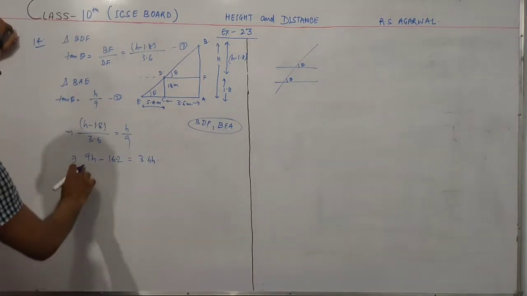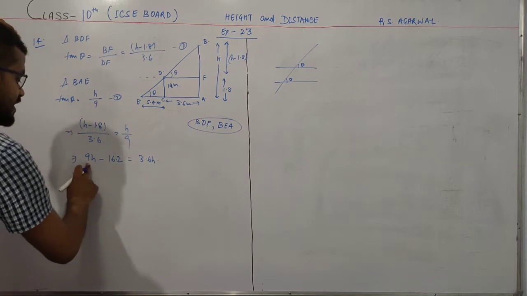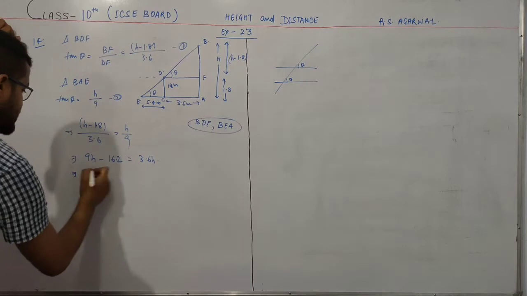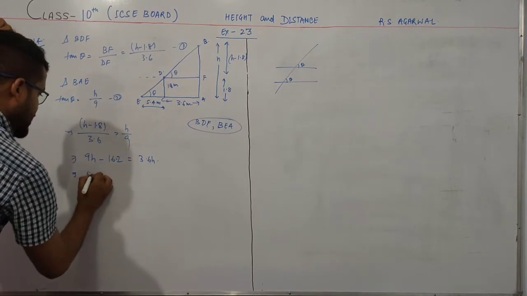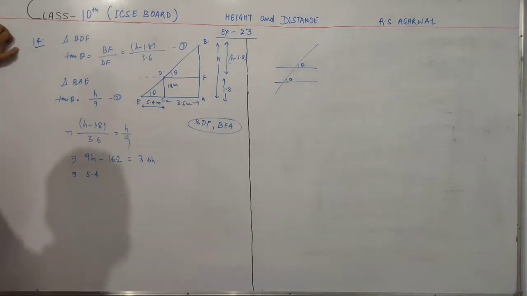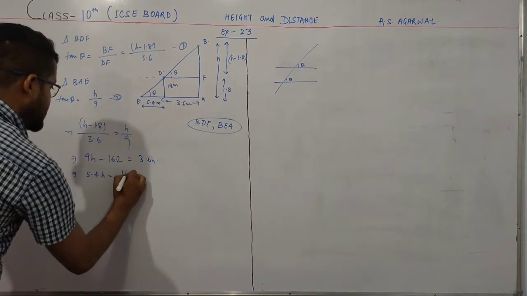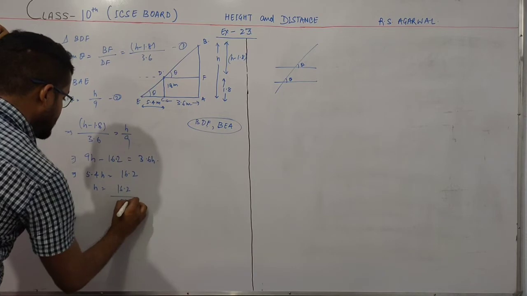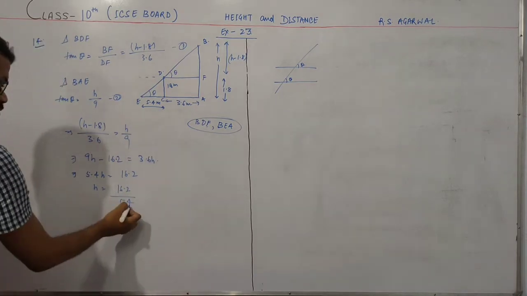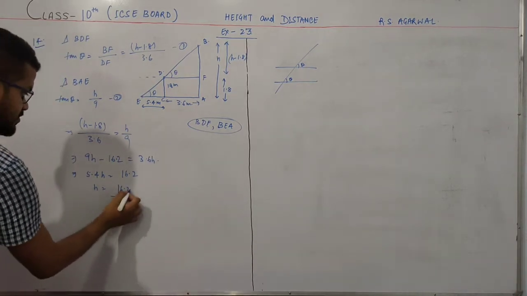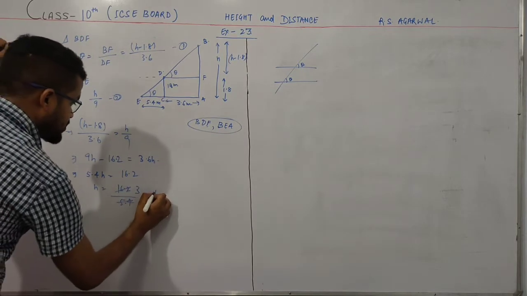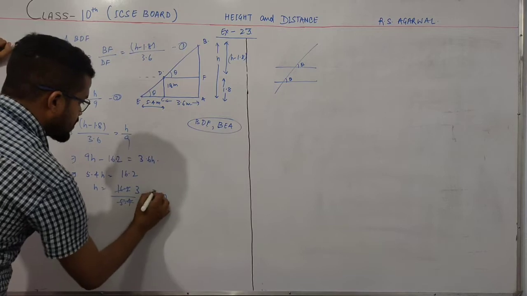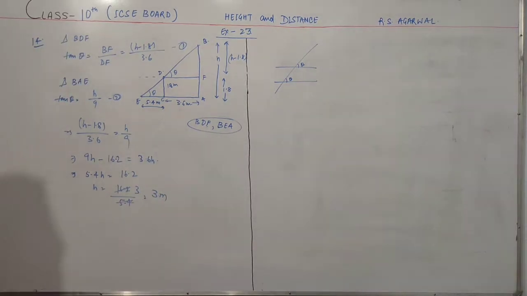Okay, so after simplifying this, 9H minus 3.6H, so after subtraction the value is 5.4. Okay, 5.4H is equal to 16.2. So H is equal to 16.2 upon 5.4. So simply 4 threes are 12, 5 threes are 16, 3 times. So H is equal to 3 meter. H is equal to 3 meter.